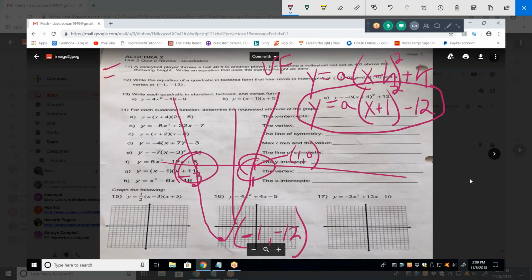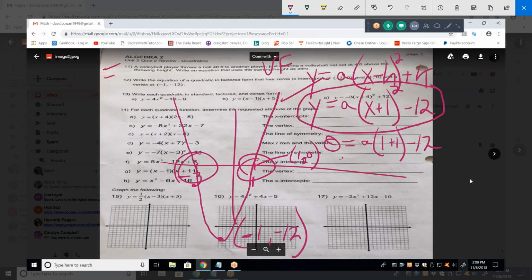What's y? No. Y is 0. In other words, that known point on the graph is 1, 0. So this function has to go through that point. So I'm going to substitute 0 for y, and I'm going to substitute 1 for x. And now I'm going to solve that, and it's going to tell me what A is.